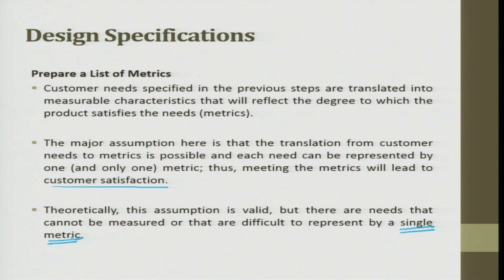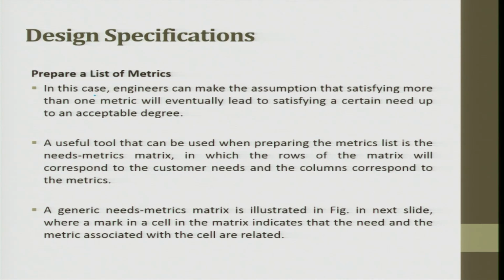So, what we will do is we will try to have a combination of metrics and then try to prioritize and then prepare the metrics for the specification. So, in this case, engineers can make the assumption that satisfying more than one metric will eventually lead to satisfying a certain need up to an acceptable degree.